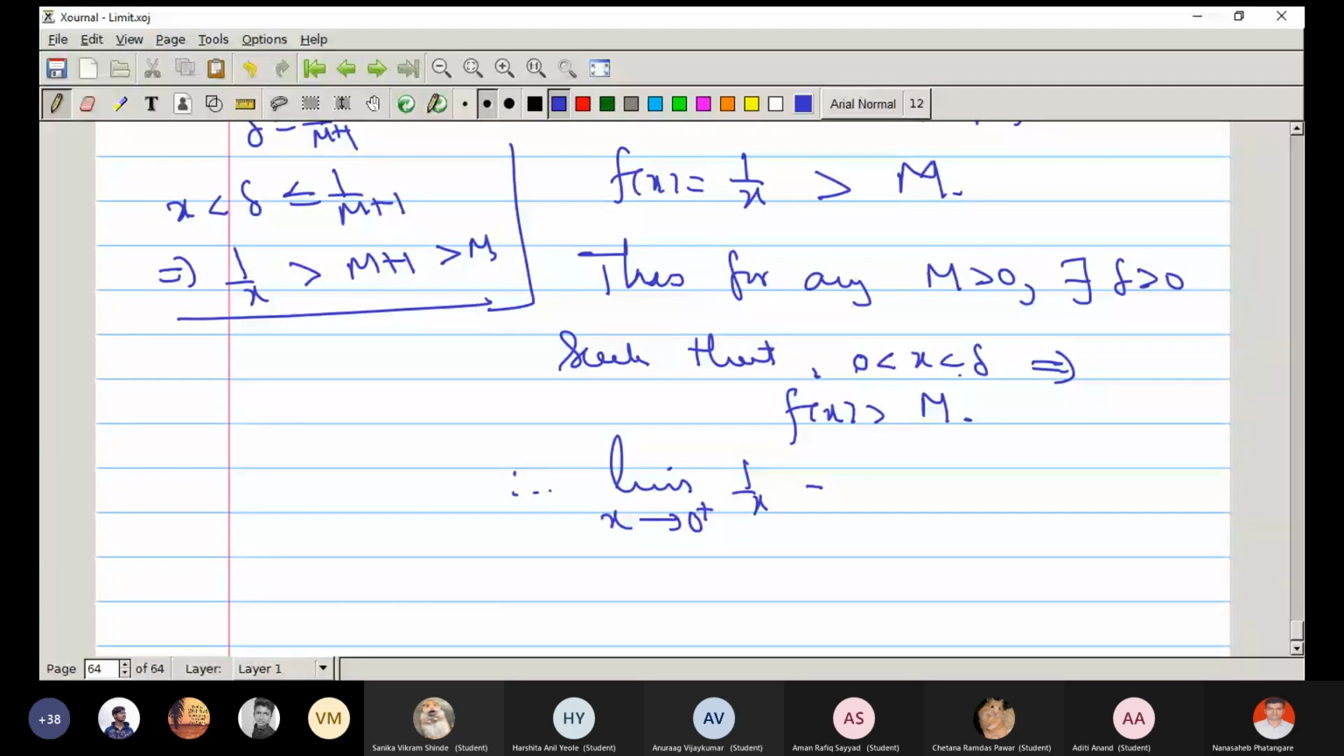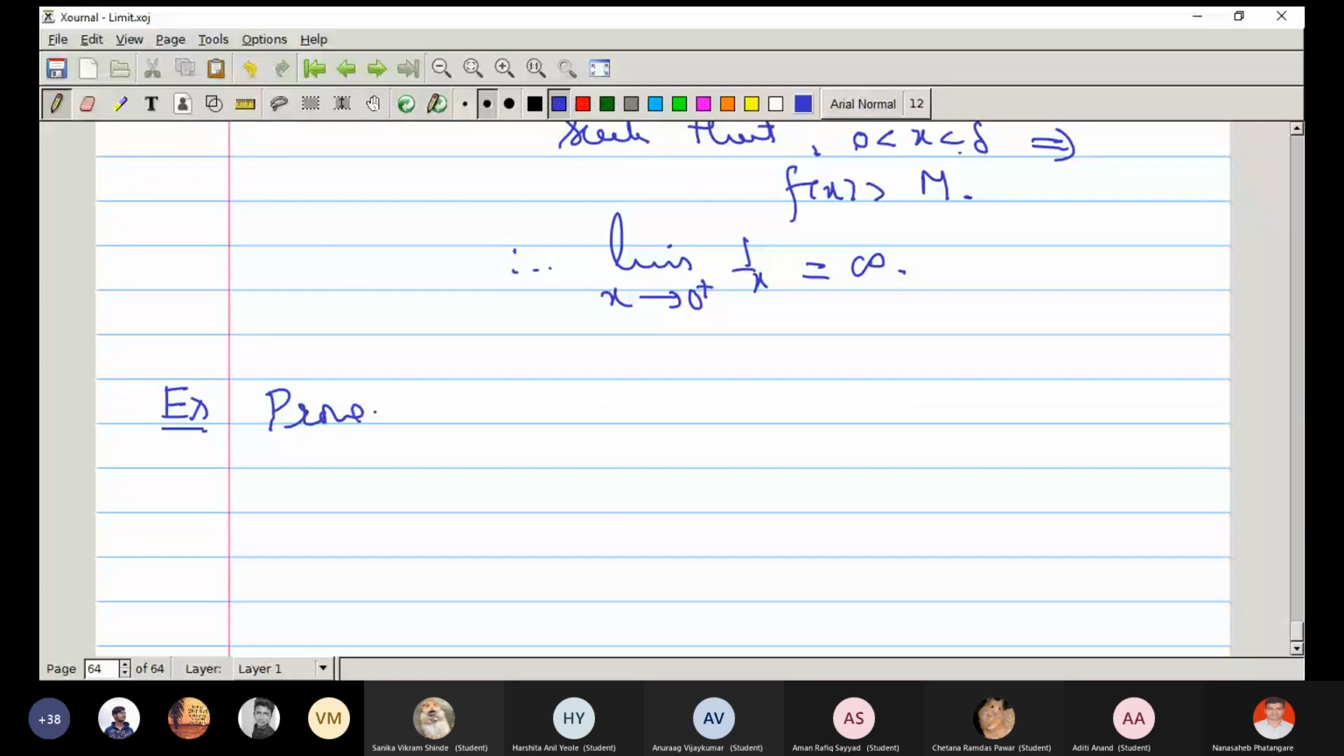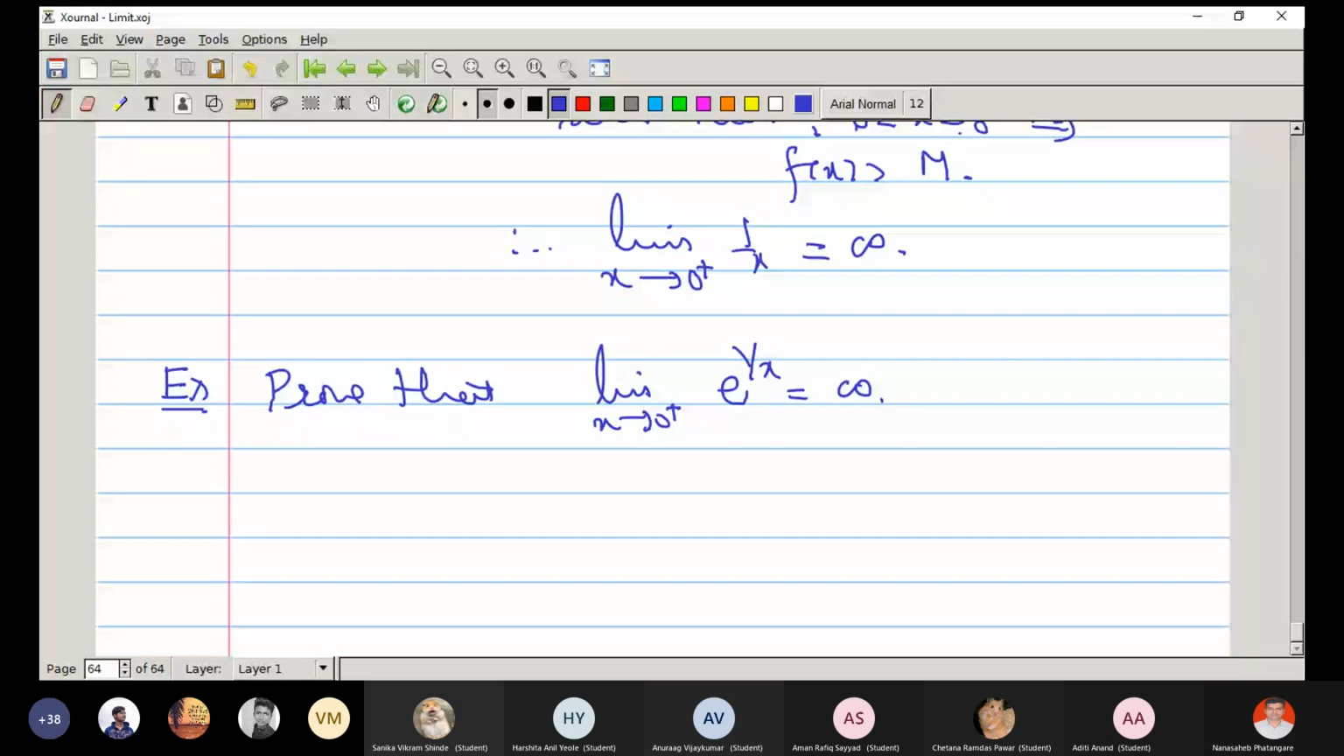Fine. Now, prove that limit x tends to 0, e raised to 1 by x is infinity. Right, so how will you prove this? Limit x tends to 0 from right side, 1 by x tends to infinity. Is it possible to prove this?